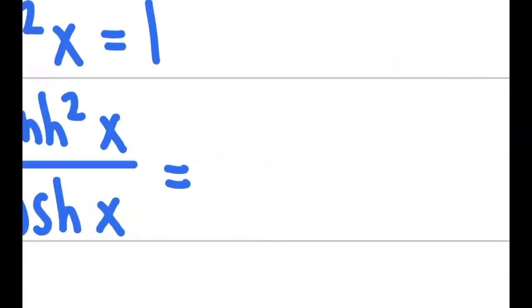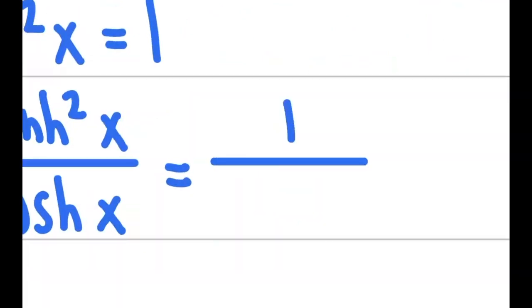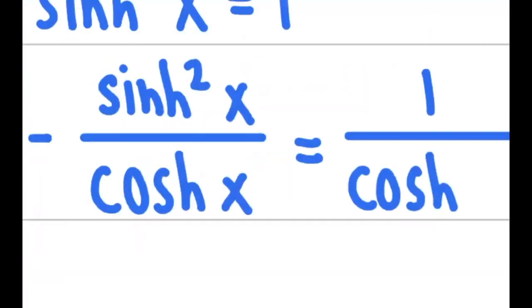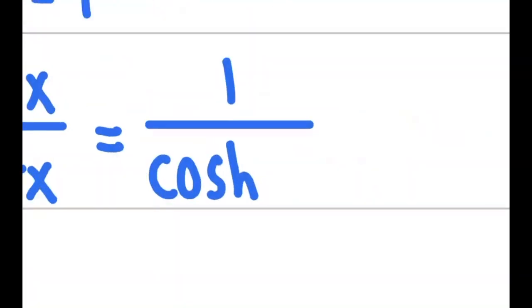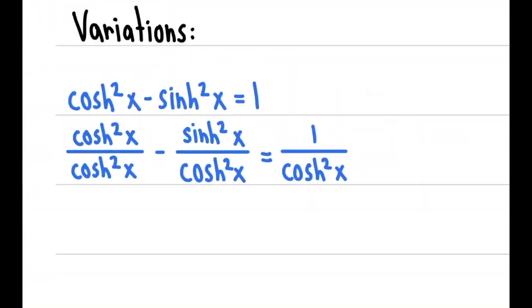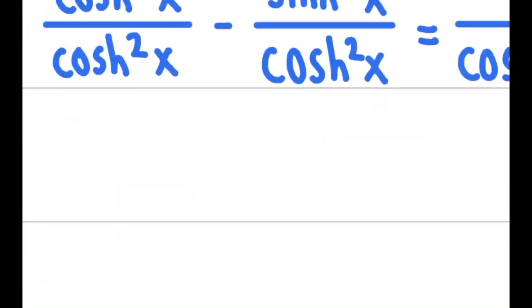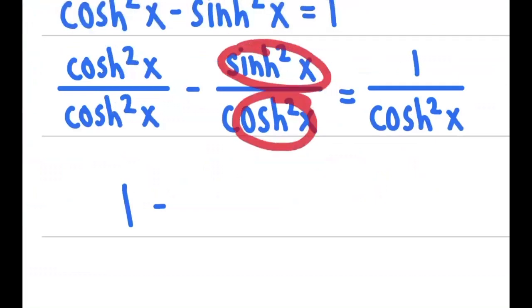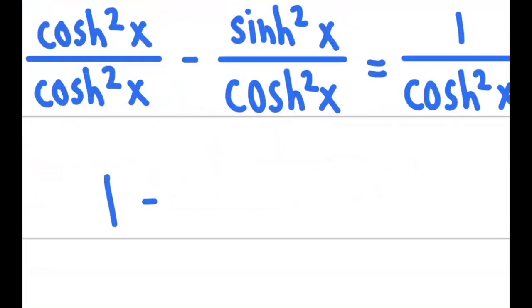And this equals 1 over cosh. Oh, wait, I didn't square that. Cosh squared. Yeah. And then 1 over cosh squared. Okay, I'm glad I caught that fast. So cosh squared over cosh squared, that's just 1. Sinh squared over cosh squared is just tanh squared.